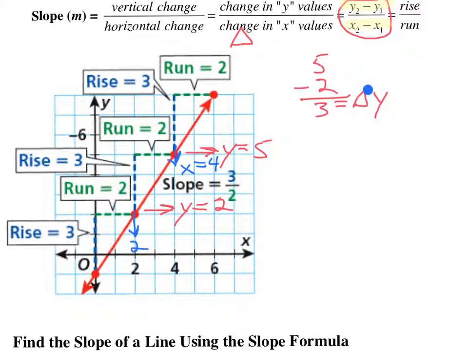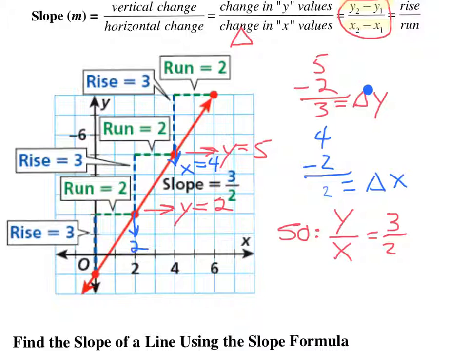Let's subtract the x values per the formula. 4 minus 2 equals 2. And this represents or equals the change in the x values. So we record this always with the y value over the x value. And that will equal 3 over 2, which goes by the code letter m for slope. Slope is 3 over 2, just like it was when we counted the slope with the triangle.